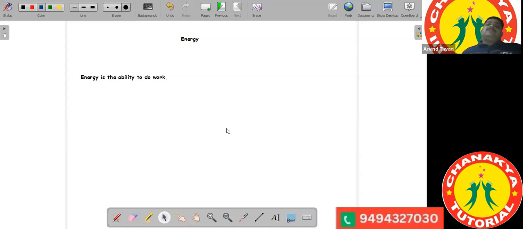So what does energy measure? Energy is the ability to do work. How much ability we have to do the given amount of work, that is the energy. So we observe different types of work, and different types of energies are also available around us.